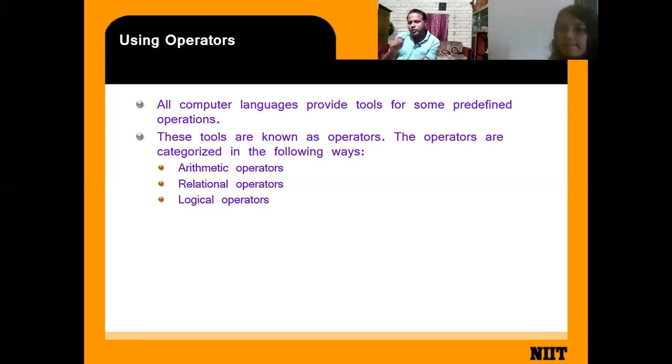Like your pencil, you can say it is an operator. With a pencil, what are you doing? You are writing. Your pen is also an operator. What are you performing? You are doing the operation of writing. So that is called an operator. There are three types of operator we are using: arithmetic, relational, and logical.